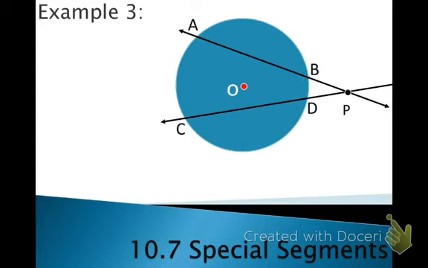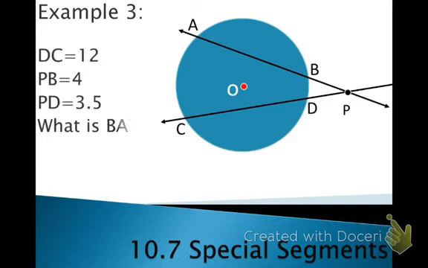So here's my given information on this one. We are given that DC equals 12. We're given that PB equals 4. And we're given that PD equals 3.5. These are a little bit closer to scale.